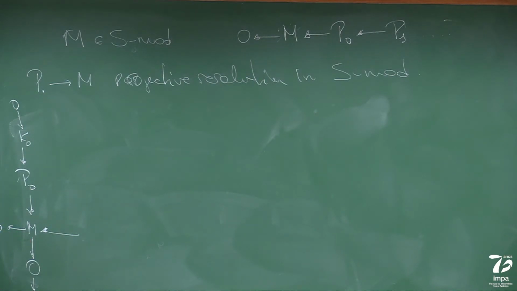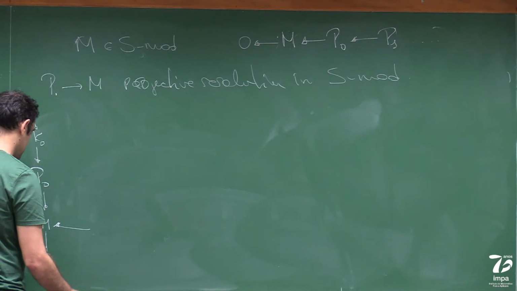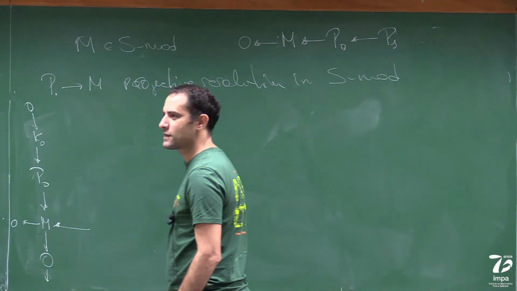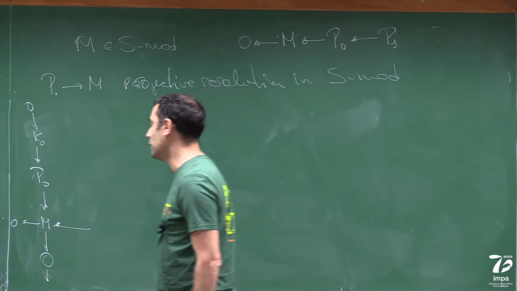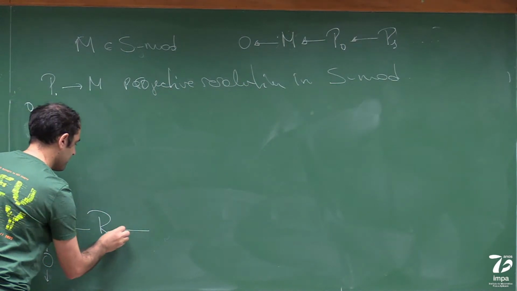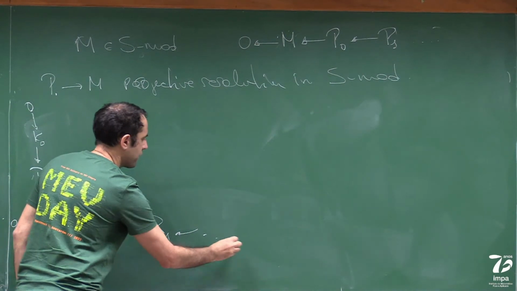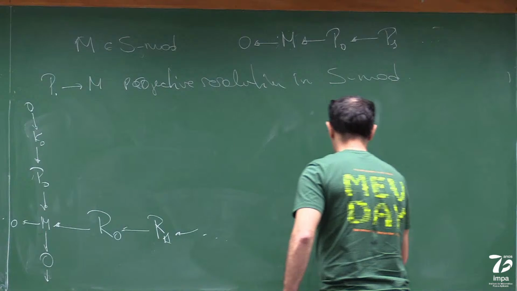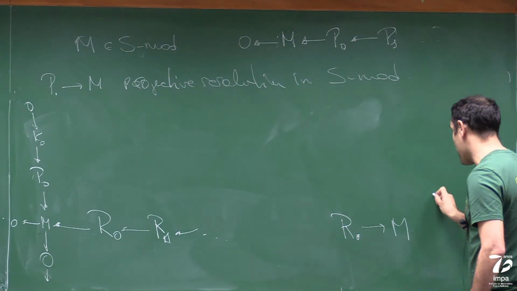So let's pick names for this. What's a good name for a projective? It should be in the category of R modules. So I'm going to use R0, R1, and so forth. So this R_i into M, this is a projective resolution in the category of R modules.